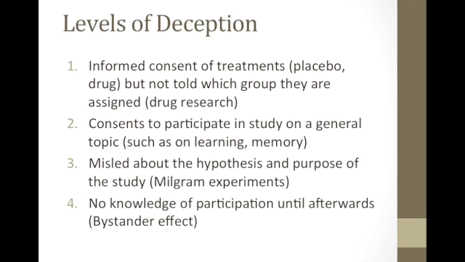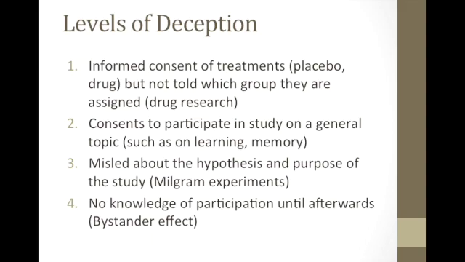So in drug research, you have to tell participants what are the possible groups they could be in, including if there's a placebo or a control group. The second level of deception is when you tell them that it's something in general. We're going to do a study about drugs, or we're going to do a study about learning or memory, but you're not actually going to tell them specifically what you're testing. You're not going to tell them what drugs you're involved in, how you're going to test learning, but it is a study about learning.